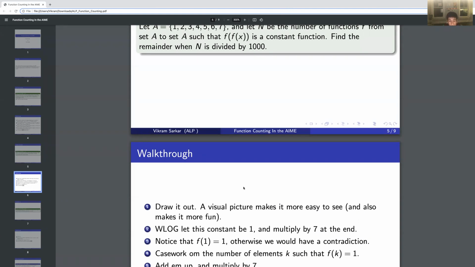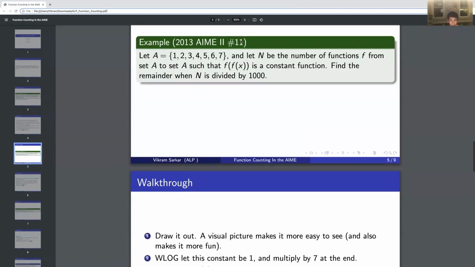Okay, so first of all, I want to see the problem. Maybe I'll just get rid of this because I can internalize it. Anyways, first of all, we draw it out, right? 1, 2, 3, 4, 5, 6, 7. Okay, so f of x is a constant function.